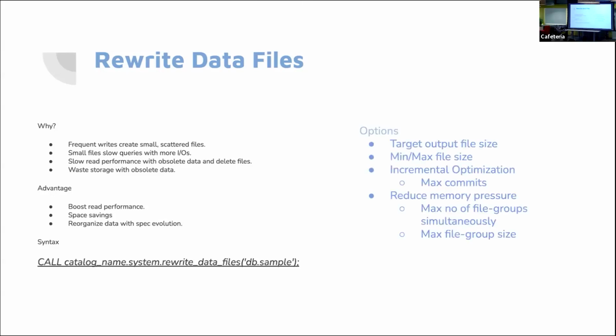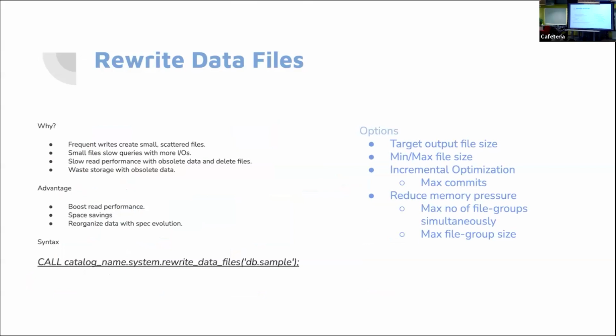Again, when you rewrite the data files, you have a lot of options, like what the target file size should be, and the min and max file size. And there is something called incremental optimization. This is very important, and this is only available in Spark as of now, if I'm not wrong. Maybe other engines have worked on it, I am not 100% sure. Why is it important?